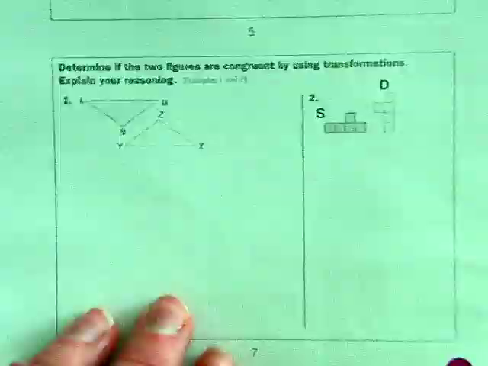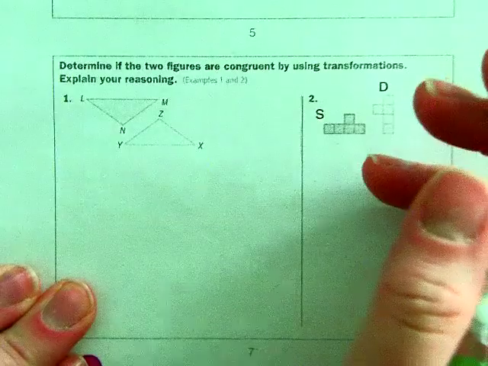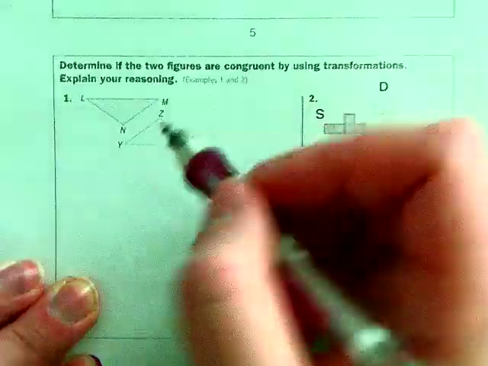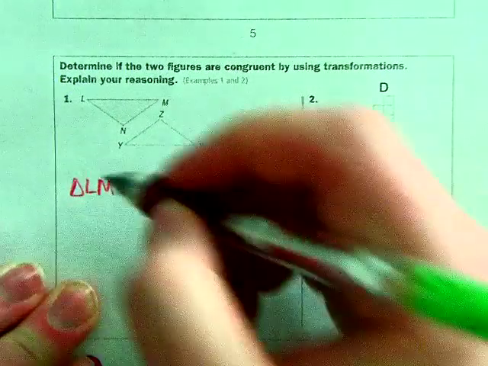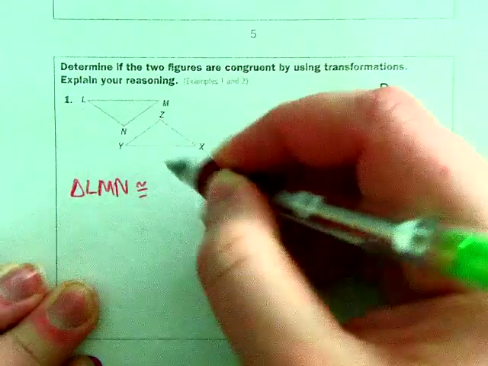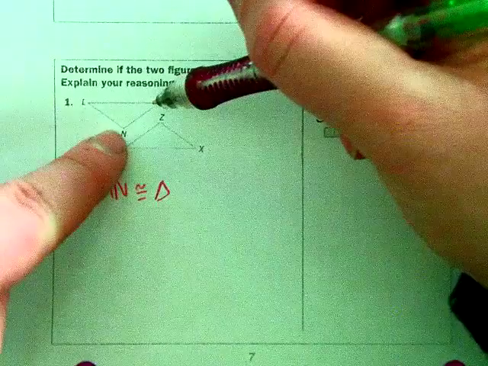Determine if the two figures are congruent by using transformations. So, do they look the same? Yeah, they do. So I'm going to write triangle LMN is congruent to triangle. What would go with L? Well, I envision that this is a rotation.